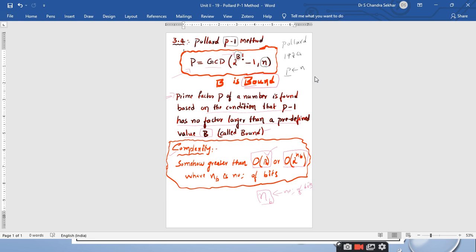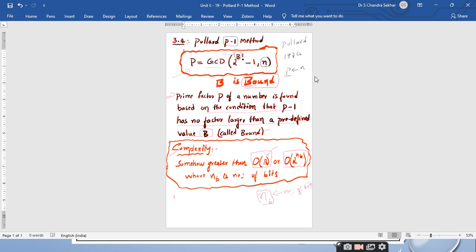It is called the number of bits. Is it clear up to this point? Yes, sir. Right. So let us take an example. What is this big O of 2 power nb, sir?